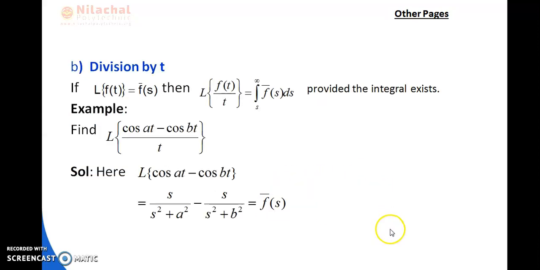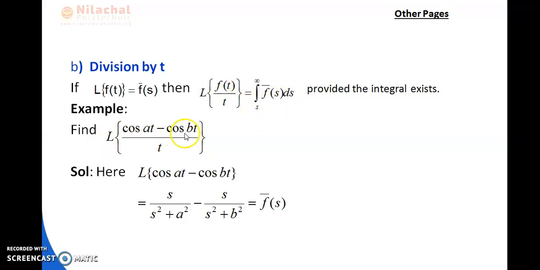Okay, then division by t, this is also very important. If Laplace of f of t equals f bar s, then Laplace of f of t by t can be written as integration s to infinity. Whenever you multiply by t, you have to find the derivative of f bar s. When your function is divided by t, at that time you have to integrate your f bar s. This is the difference. Okay, so integration s to infinity f bar s ds.